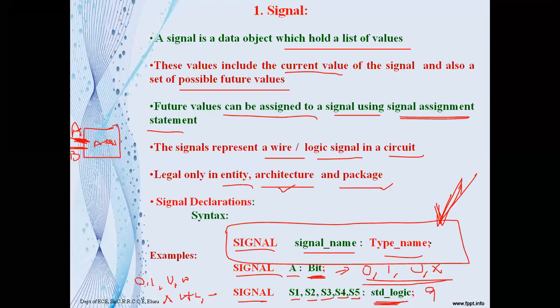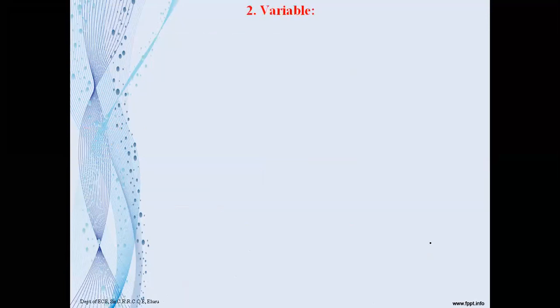So that is signal. And here the signals are a function of time. So how can we understand this concept of a function of time? In the next class we will see an example of that. But in today's class we will just discuss signal and variable. The next one is the variable. The variable is also a data object which is used to hold a single value of a given type.